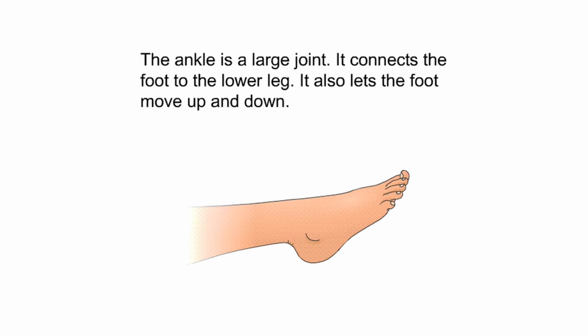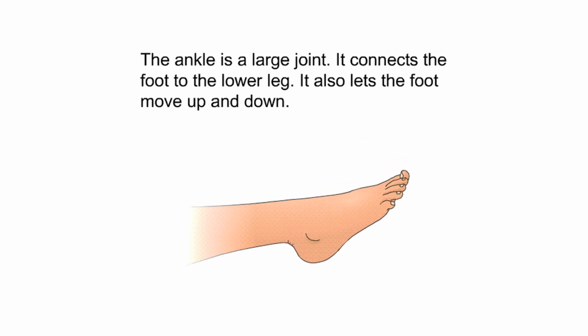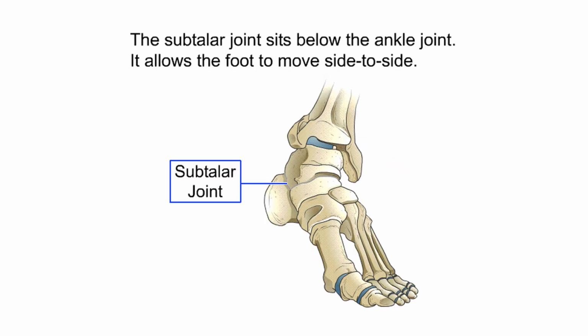Anatomy. The ankle is a large joint. It connects the foot to the lower leg. It also lets the foot move up and down. The subtalar joint sits below the ankle joint. It allows the foot to move side to side.